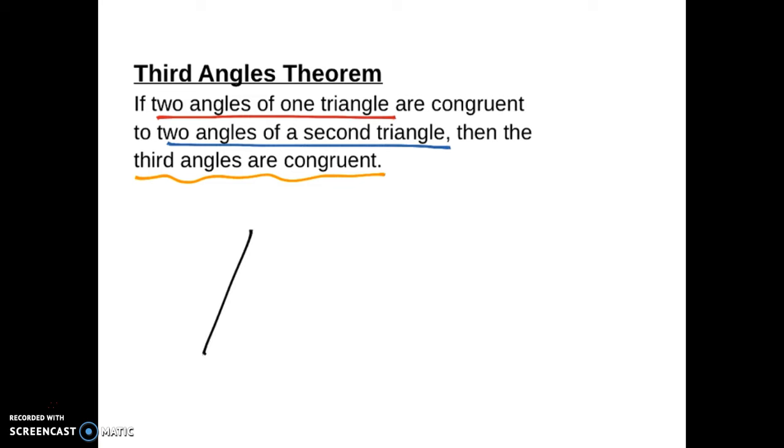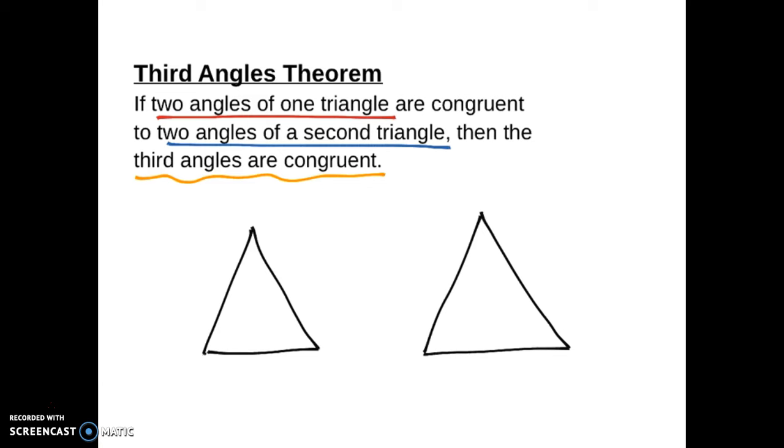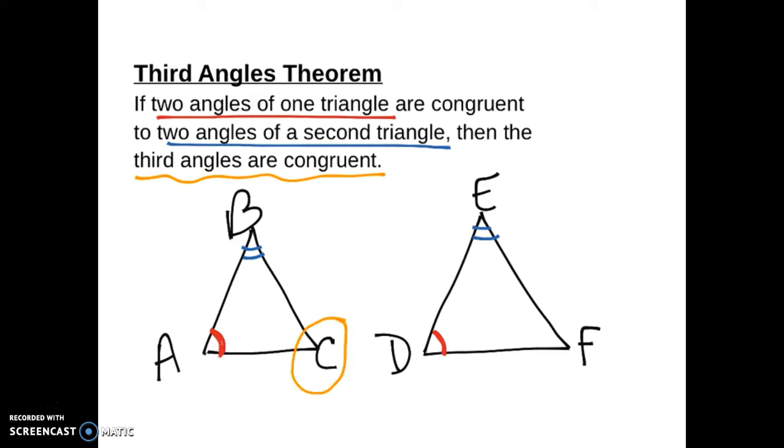Okay, so let's take a look at what that looks like. If I have two triangles here, and I tell you that angle A is congruent to angle D, and I tell you that angle B is congruent to angle E, then because of this rule, we know that these last two angles, angle C and angle F, have to be congruent. C has to be congruent to F.